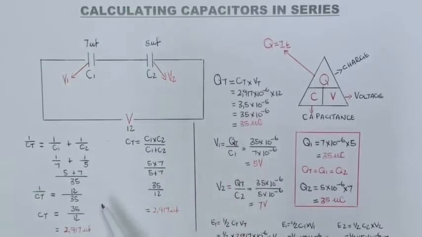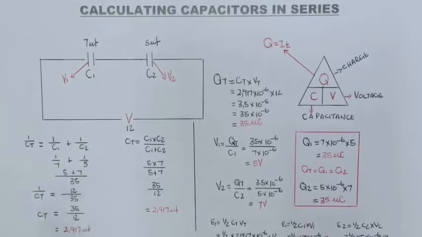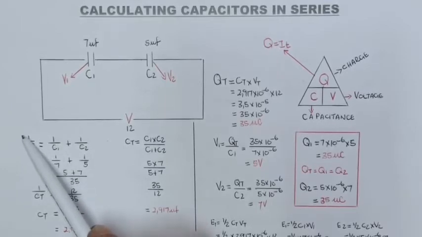Right. So the first thing that you need to do is calculate the total capacitance of the circuit. Now here I have two formulas. You can use any one you choose, the one that suits you best. Let's see how this is being done.